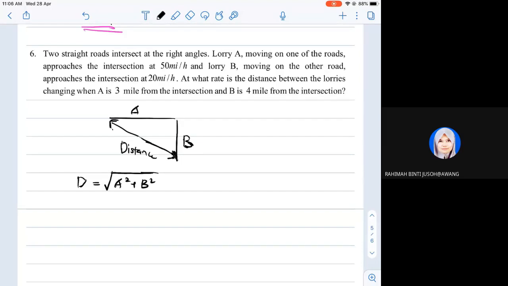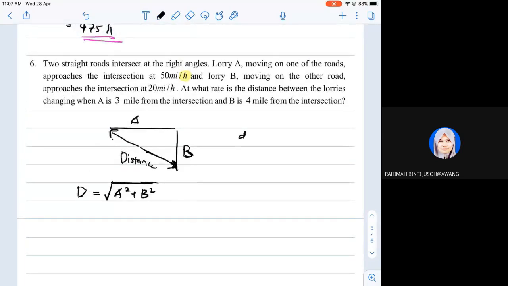We take out the information. So it says lorry A's velocity, which means per hour. You see, it's per time, per hour. This is the rate. So we have dA over dt equals 50, and then lorry B, dB over dt equals 20. And then lorry A equals 3. The distance is the distance, because the road distance for A is 3, and then B's distance is 4 miles.